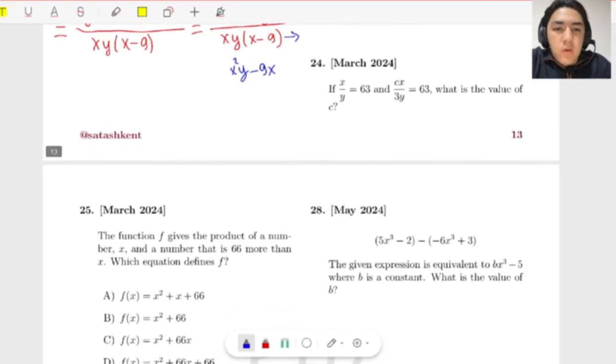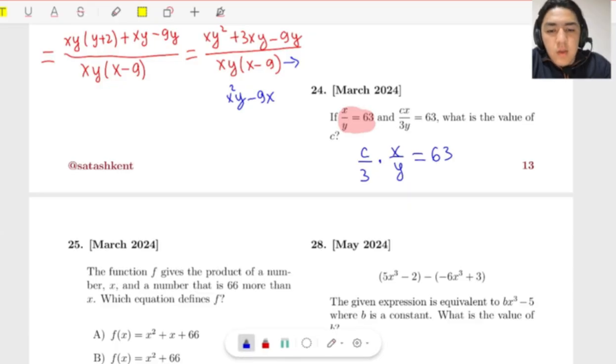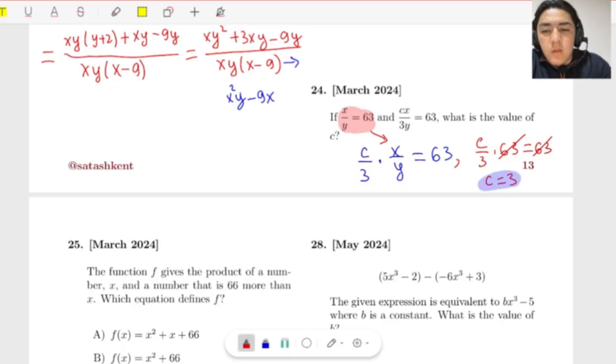So 24, I have to find C. I'm given this. X over y is 63, and I can write it in this way: x over y multiplied is 63. Now instead of this x over y, I can plug in 63. So I will have C over 3 multiplied by 63 is 63. They will be simplified and C will be 3. And the answer is 3.